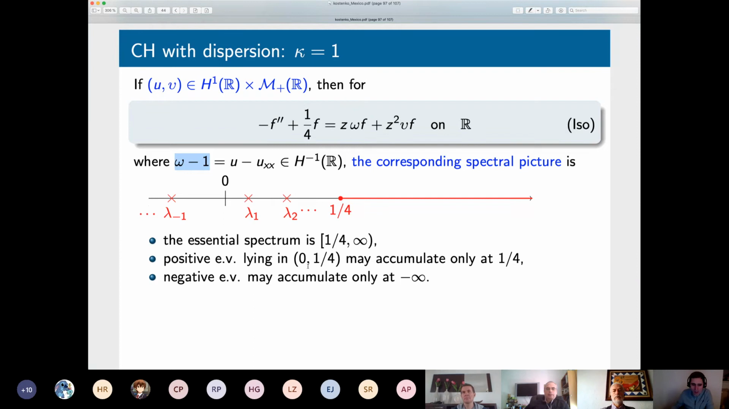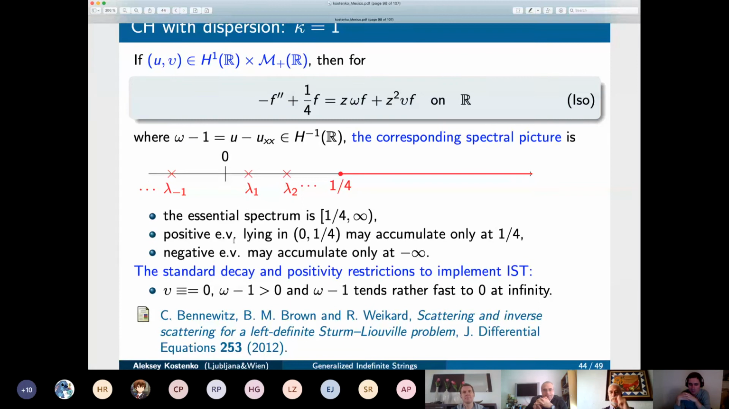The point spectrum is also large in general. There are infinitely many positive eigenvalues and infinitely many negative eigenvalues. In particular, if your V here is a function, not a measure containing finitely many point masses, or just a measure with infinite support, then you for sure have infinitely many negative eigenvalues. But these eigenvalues accumulate to minus infinity. The standard decay and positivity restrictions to implement the inverse scattering transform approach in this situation are, first of all, to assume that there is no quadratic term, that omega minus one is positive and goes to zero sufficiently fast. Plus, usually people assume some smoothness.